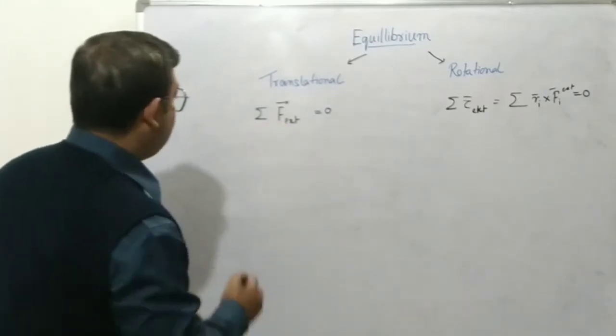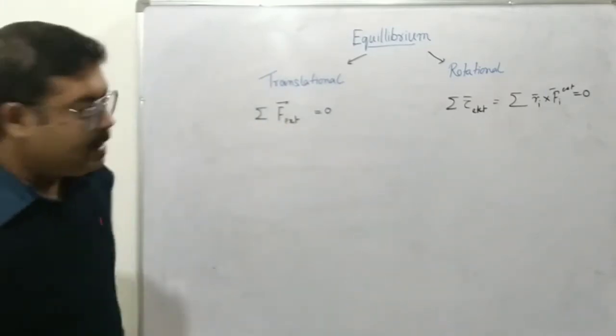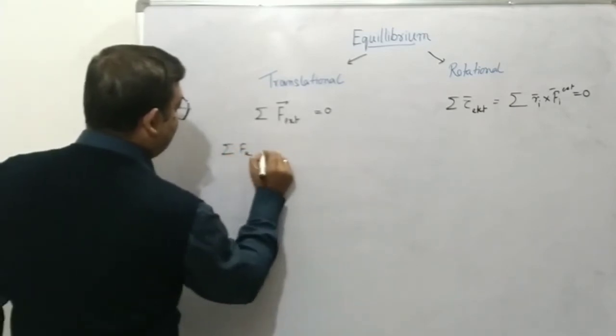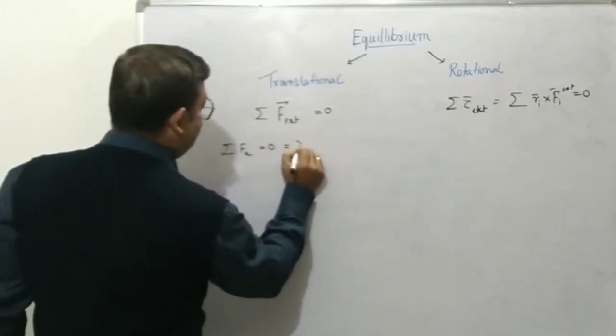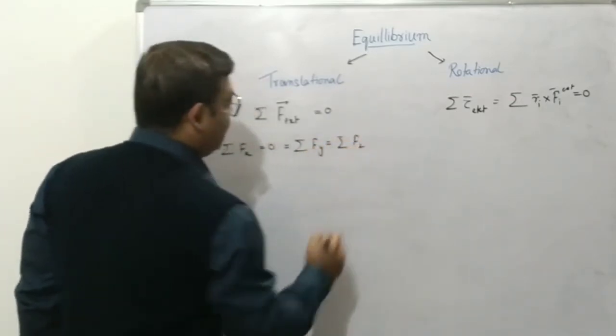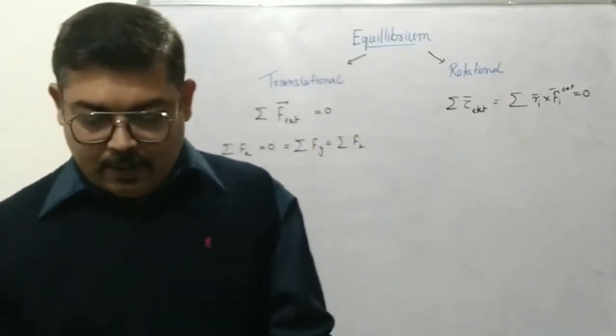Now, sum of F exterior is 0 means that all its components, that is summation of Fx, must be equal to 0, must be equal to summation of Fy, must be equal to summation of Fz. Okay.